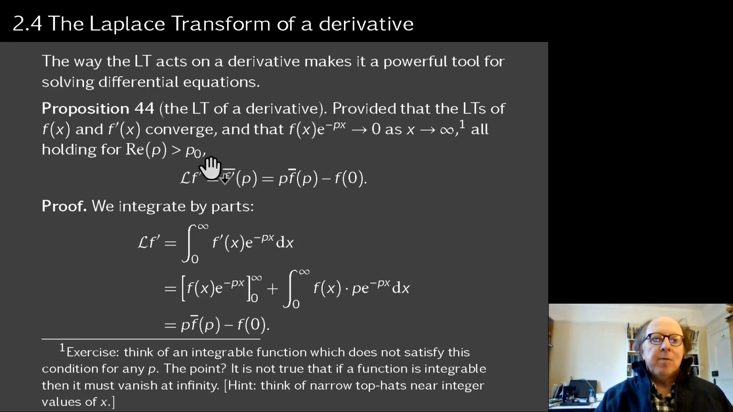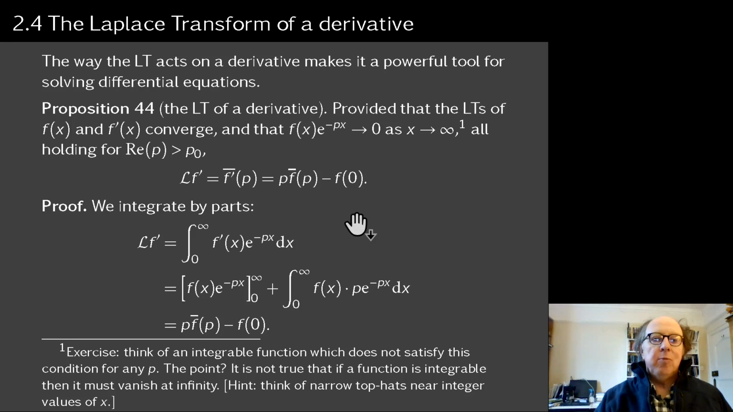And all of this for the real part of p greater than p0, because as we know, Laplace transforms are defined on right-hand half planes. Then the transform of the derivative, f prime bar of p, is p times the transform of f minus f at the origin, p f bar of p minus f of 0. Absolutely fundamental formula which we're going to use again and again.